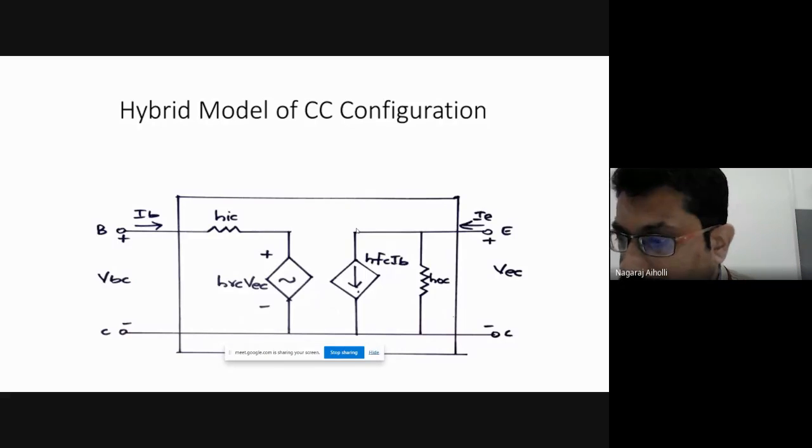The next question is: derive the expression for Zi, Zo and Av of fixed bias circuit using the re model.